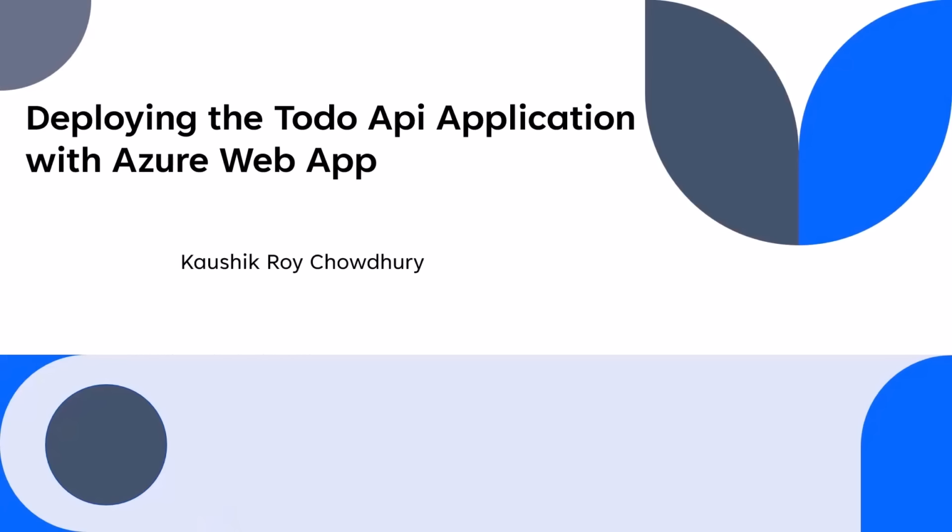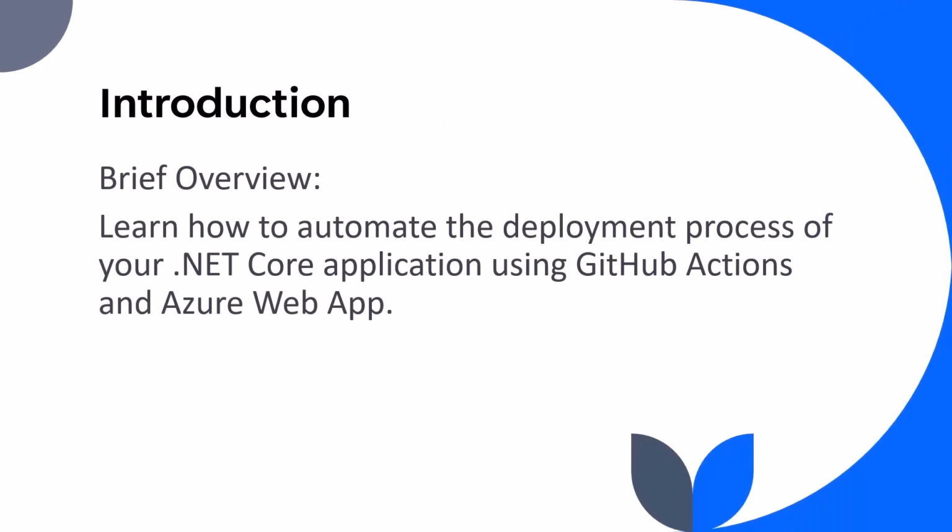Hello and welcome all. In this lecture, we will be deploying the To-Do API application with Azure Web App. Now, as a brief overview, we'll learn how to automate the deployment process of our .NET Core application using GitHub Actions and Azure Web App. But there are some prerequisites.